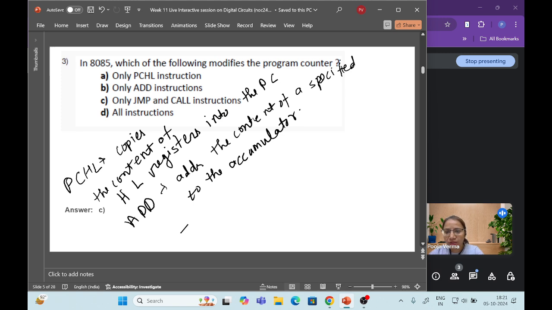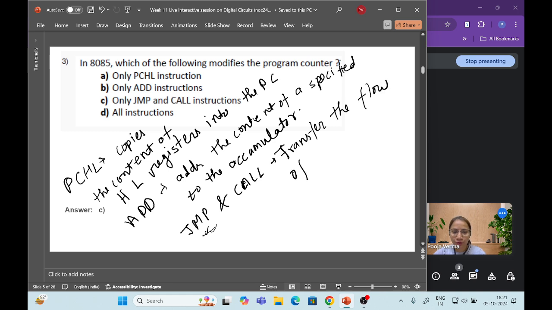And option C, JMP and CALL instruction. CALL instructions, what do they do? It is an unconditional jump instruction, one that changes the PC to transfer the flow of execution, right? JMP and CALL transfer the flow of execution. The flow of execution.